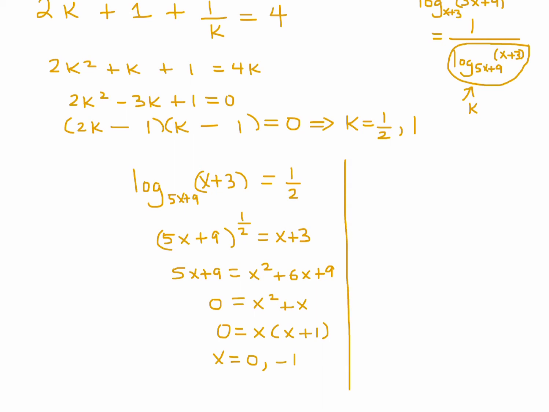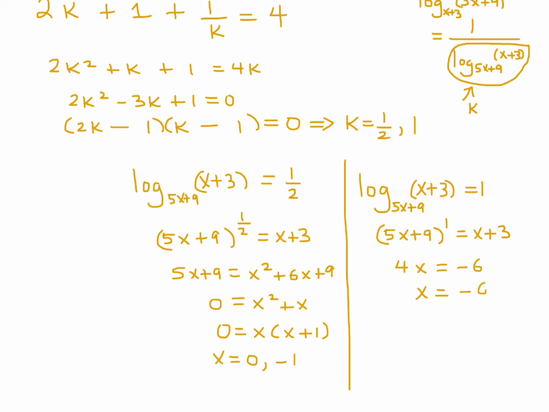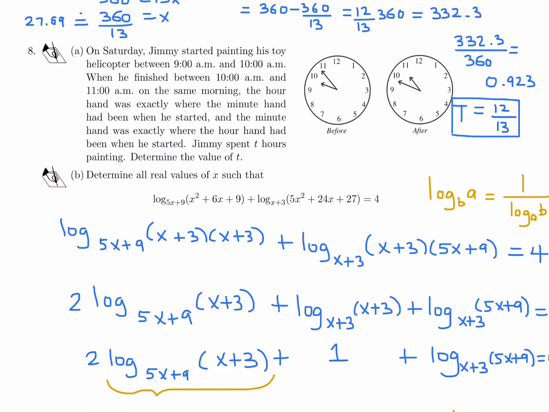So that takes care of k equals a half, but I still have to do k equals 1. So that means the log of x plus 3 to the base 5x plus 9 is equal to 1. 5x plus 9 to the power of 1 is equal to x plus 3 according to basic log rules. And that means 4x is equal to negative 6, and x is therefore equal to negative 6 over 4, or in lowest terms, minus 3 over 2. And there you have it. X is equal to either negative 3 over 2, or 0, or negative 1. Those are the three solutions to question number 8b.